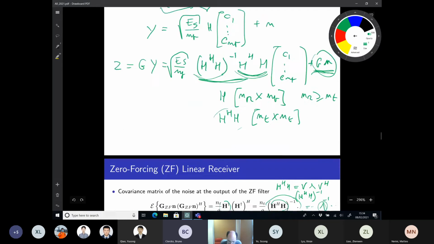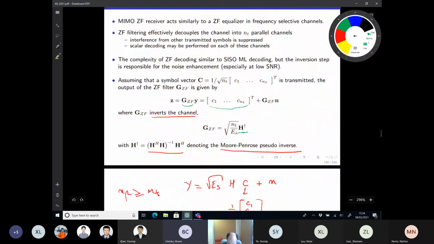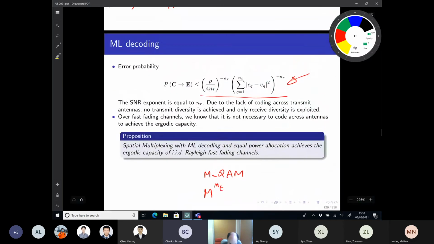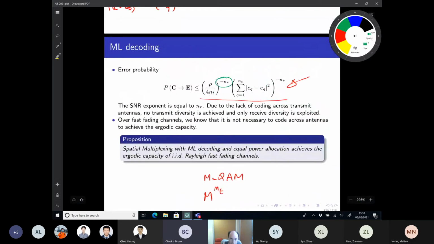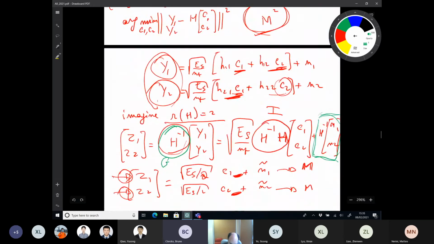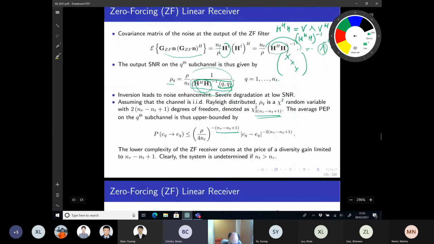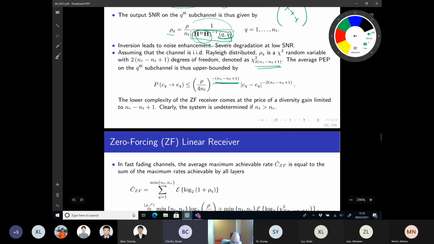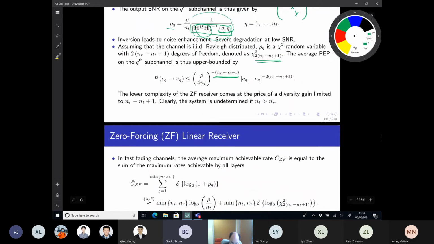So remember what we had with ML decoding here. We had diversity gain NR. What do we have now with a zero forcing receiver? NR minus NT plus 1. Okay, that's very different, right? So let me try to show you where that comes from.